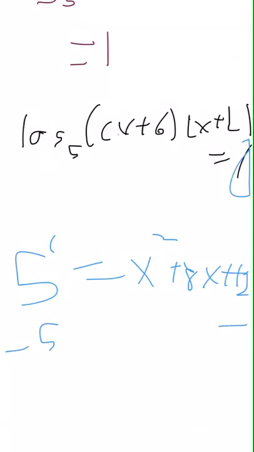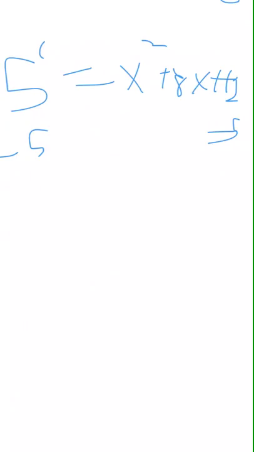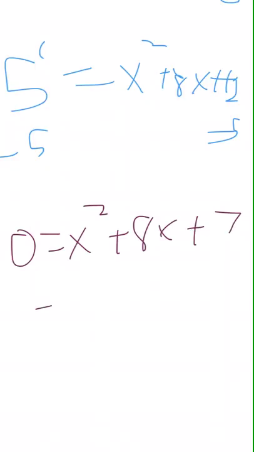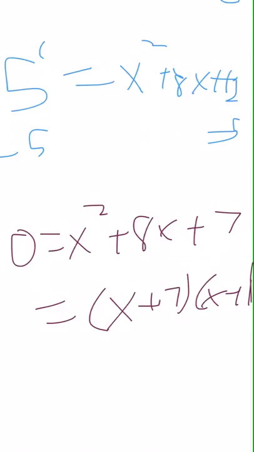So if we subtract 5 from both sides, we have 0 is equal to x squared plus 8x plus 7. So if we factor this down, that'd be x plus 7 times x plus 1, which means x is equal to negative 7, or x is equal to negative 1.